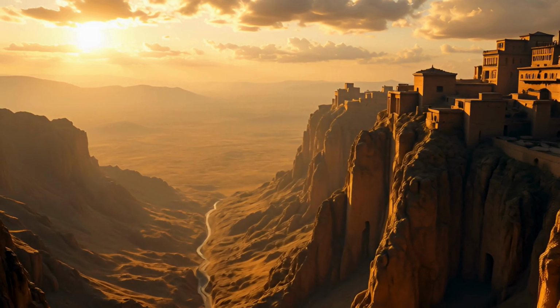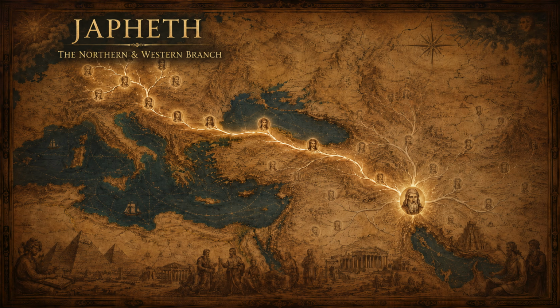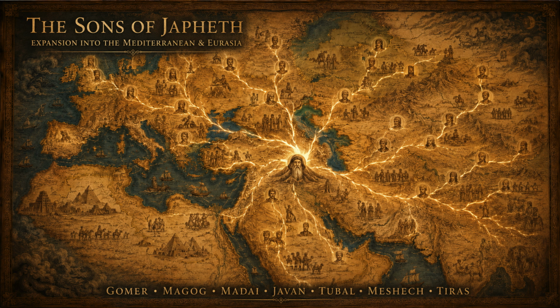Exactly. So let's trace that first primary branch out from Mount Ararat. We are heading into the distant north and the west, following the lineage of Noah's son, Japheth. And the name Japheth itself gives away his geographic destiny, doesn't it? It really does. Yeah. Etymology is huge in these ancient texts. The name Japheth translates roughly to expansion, or let him be enlarged. Makes perfect sense. And his descendants absolutely lived up to that mandate. They were the ones who pushed the boundaries, spreading out toward the rugged coastlands. They ventured into the distant islands of the Mediterranean and pushed deep into the vast freezing expanse of Eurasia.